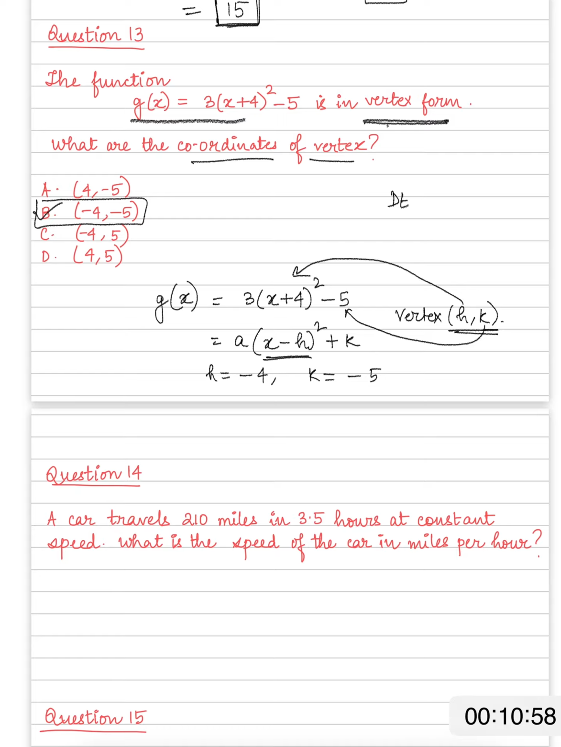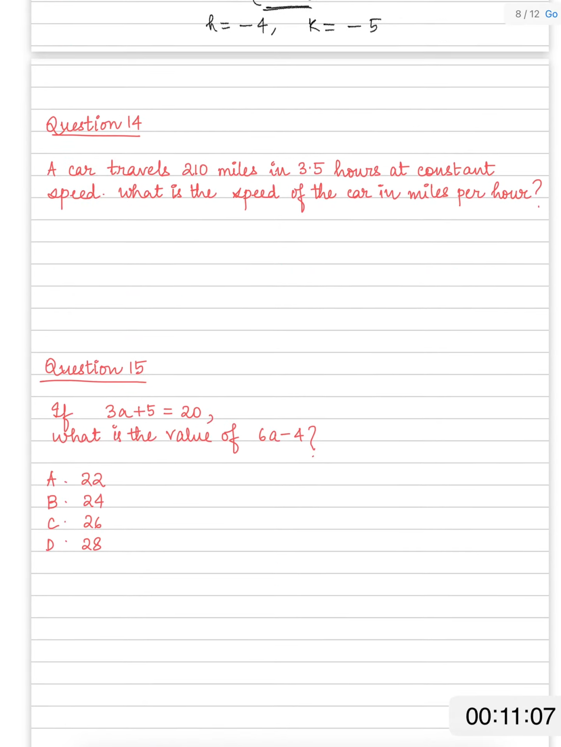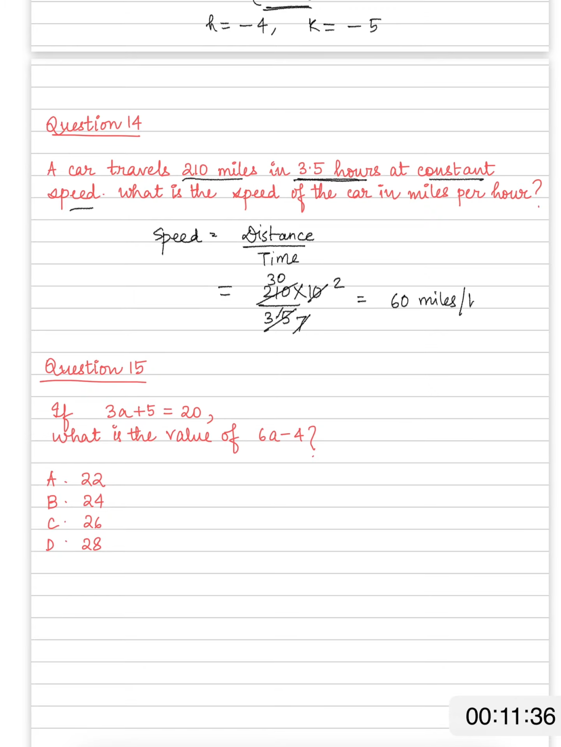You can definitely use Desmos as well if you want to do it, but it's easier to remember this formula. Now for question 14. A car is traveling 210 miles in 3.5 hours at a constant speed. So speed is distance divided by time. Distance is 210 divided by 3.5. You can use a calculator. That gives us 60 miles per hour. This is our solution for question 14.